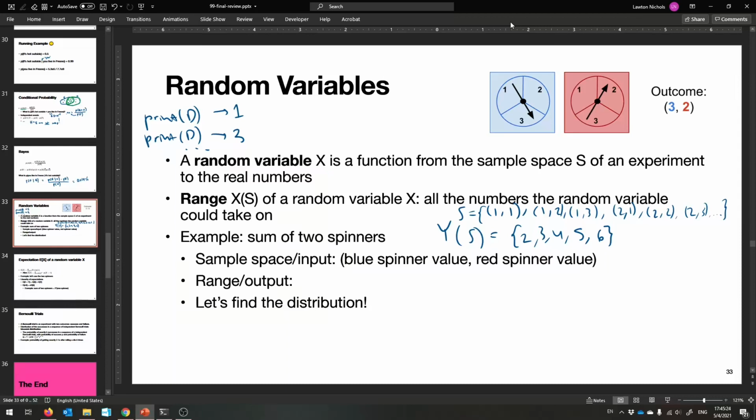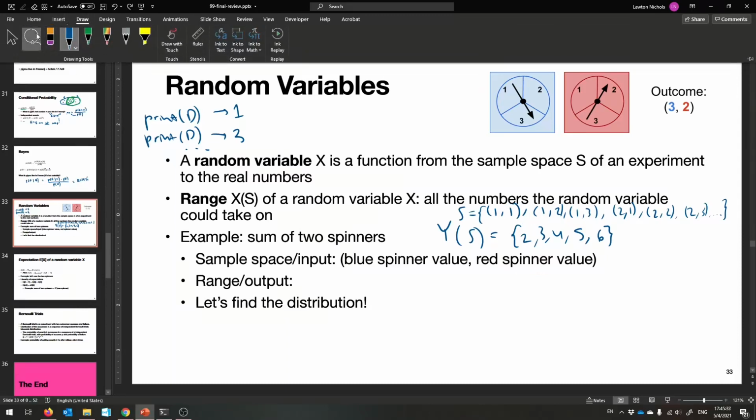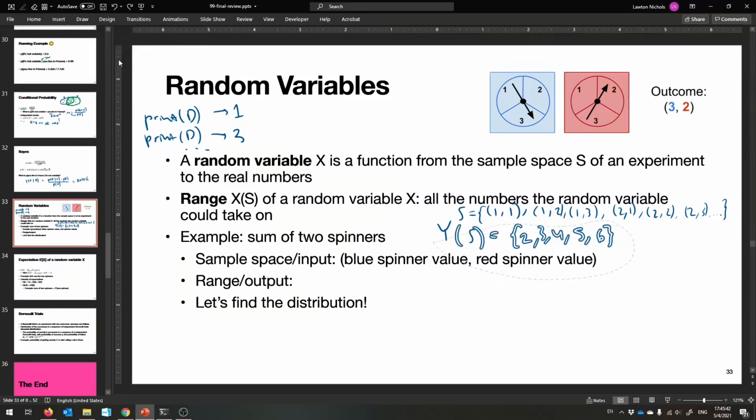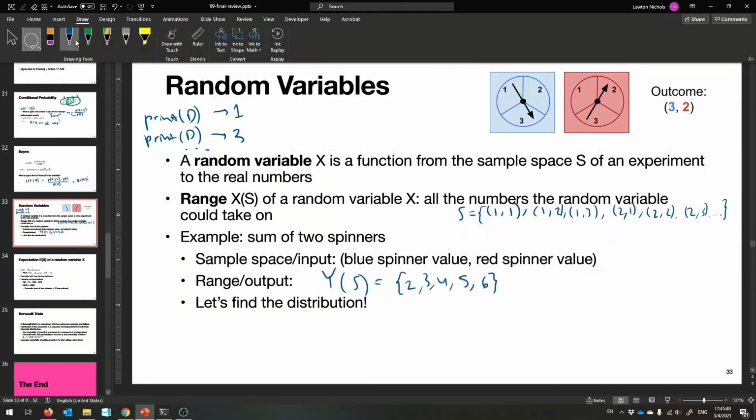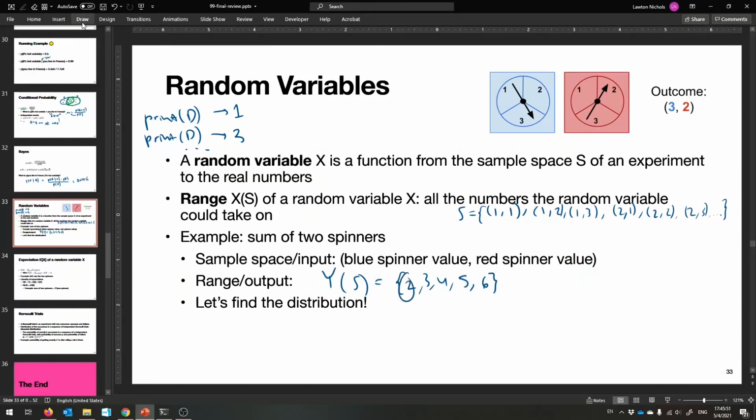So our job is to talk about all this stuff. The sample space is the input to our random variable, it's always an element of our sample space. It's a blue spinner value and a red spinner value. And then the range of our random variable, of our Y, is those 2 through 6. And now we can find the distribution over this random variable. How often will it land on 2? How often will it land on 3? That is the idea.